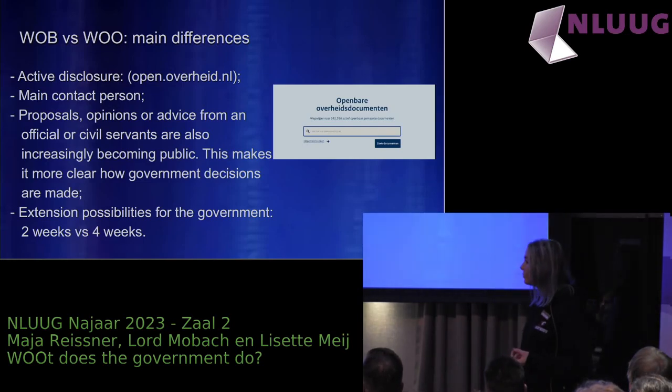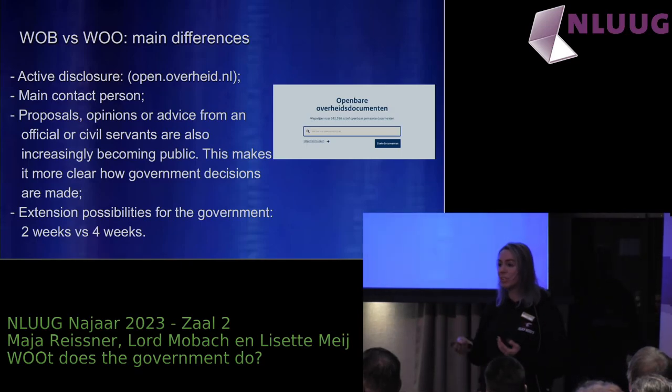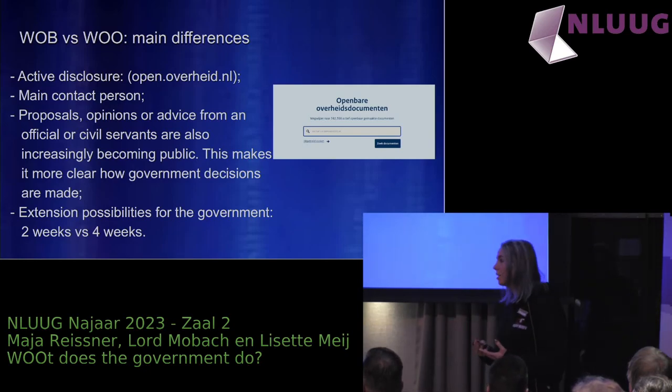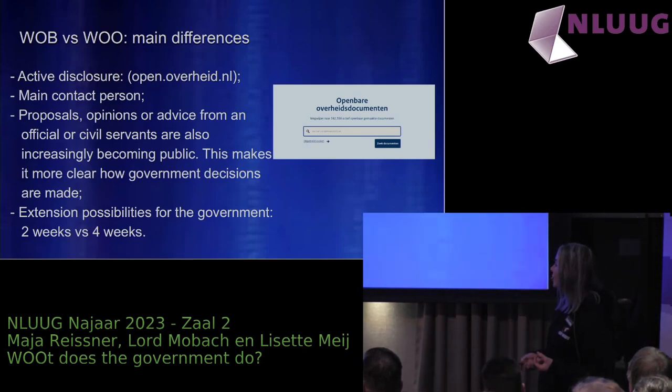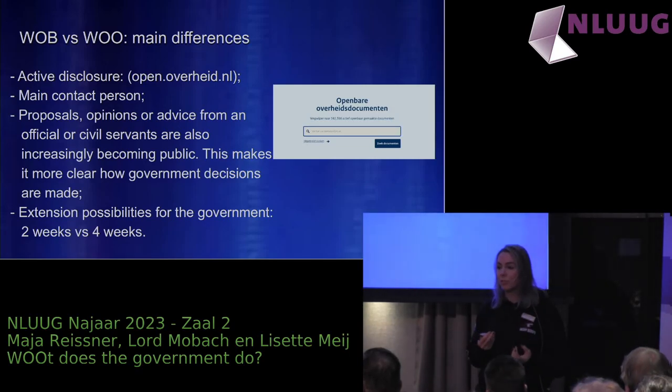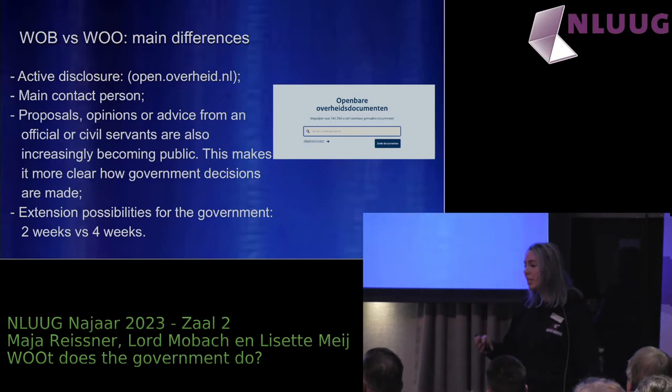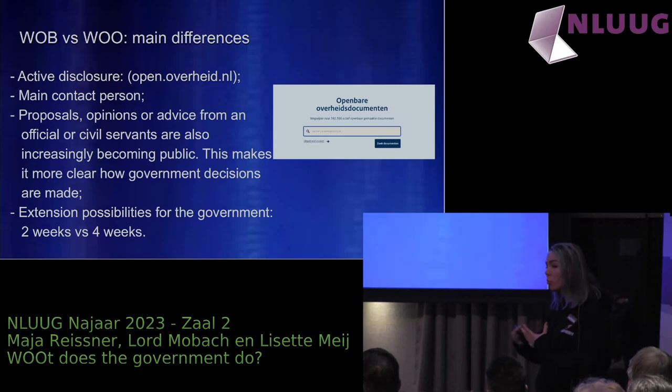in that platform. Another thing they focused on is that they want every government organization to have a contact person for all the WOO requests to make sure that that goes well. And also we see the proposals, opinions, or advice from officers or civil servants are made public more often. And that's not obliged by the law. It's not a part of the law, but you see that it happens more often, so we are more transparent on how decisions are being made.